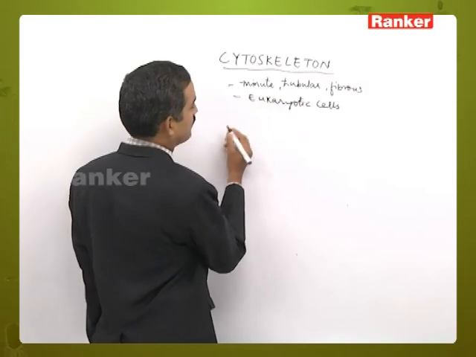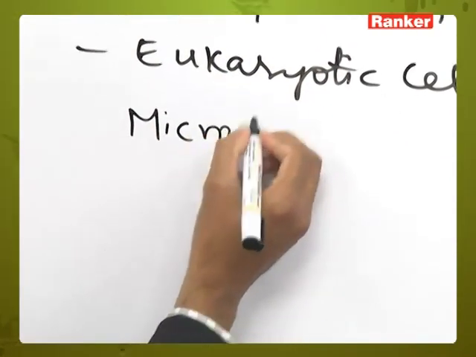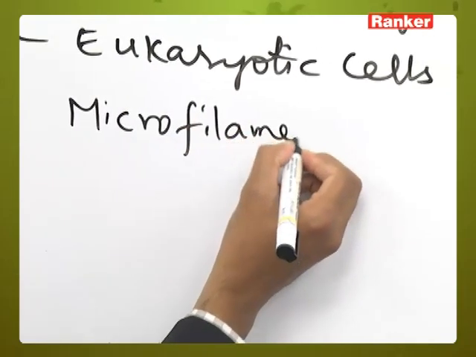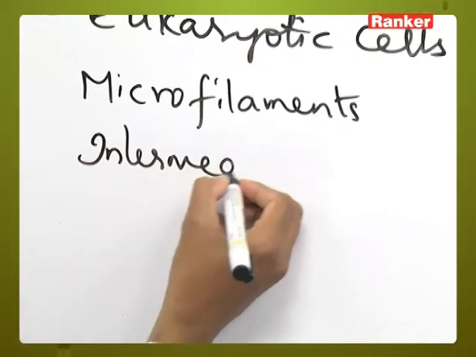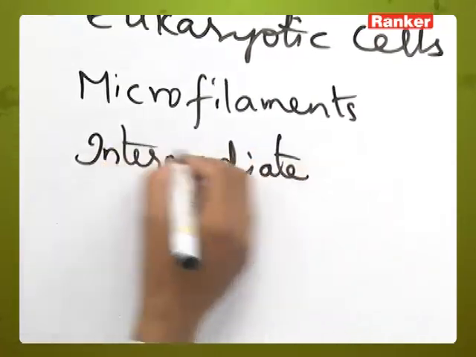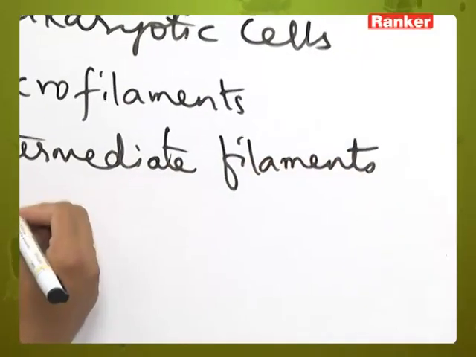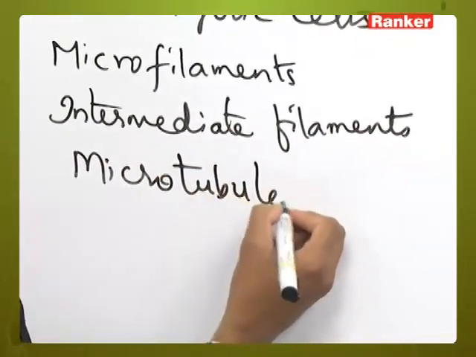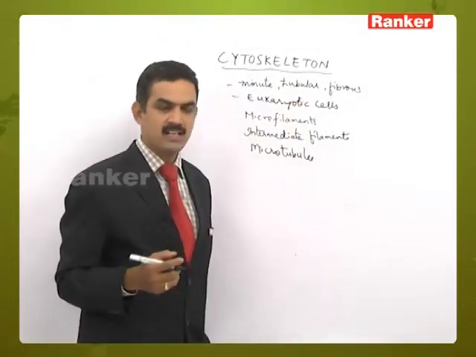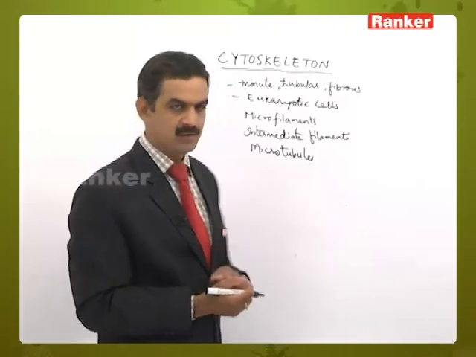So the cytoskeleton is made up of microfilaments, intermediate filaments, and microtubules. These are the three types of structures by which the entire cytoskeleton in a eukaryotic cell is made up. Let's start with the first one, the microfilaments.